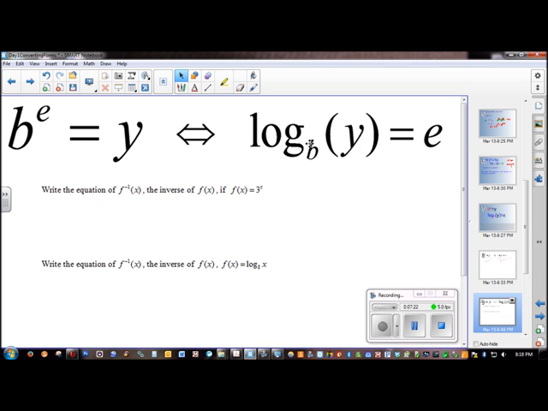You'll have to remember how to exchange the two. So we start with a request to write the inverse of f of x. Okay, so we're going to write the inverse function. Remember that minus 1 means the inverse of this function. f of x is equal to 3 to the x.